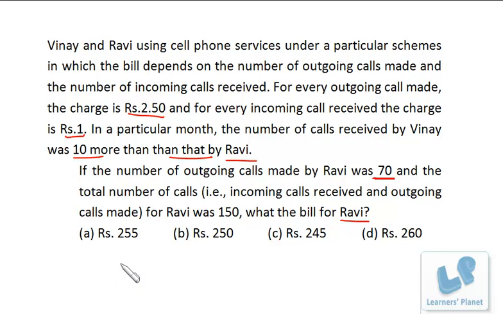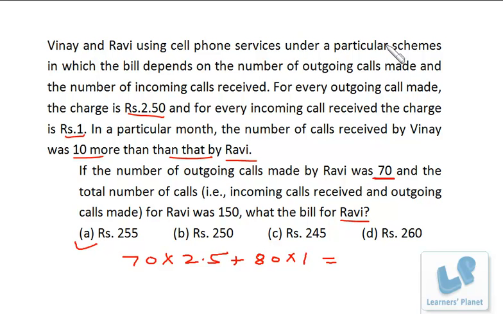It's 70 calls outgoing, at the rate of rupees 2.5, plus 80 calls incoming at rupees 1 per call. This is the total bill for Ravi. So that we can calculate. That will be rupees 255. Okay friends, I hope you are clear. It's a very simple problem. Definitely it's a big story over there, but the problem is actually very simple.